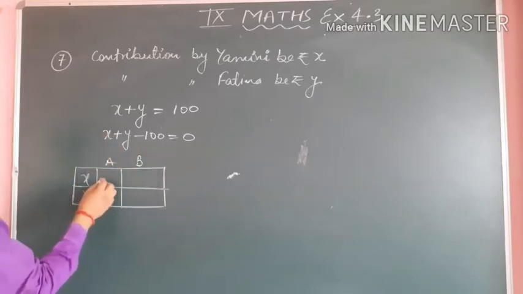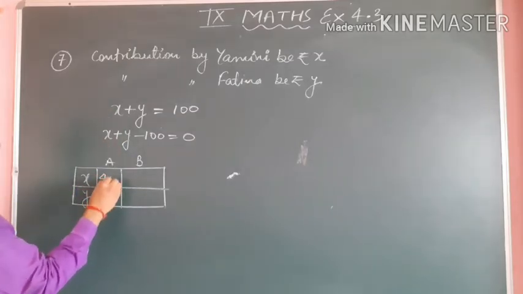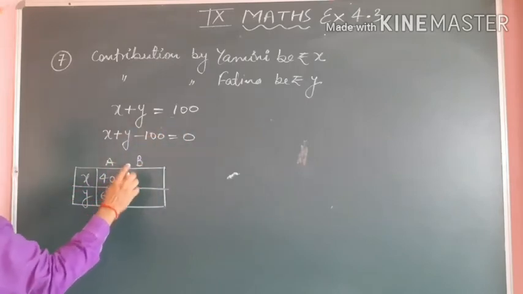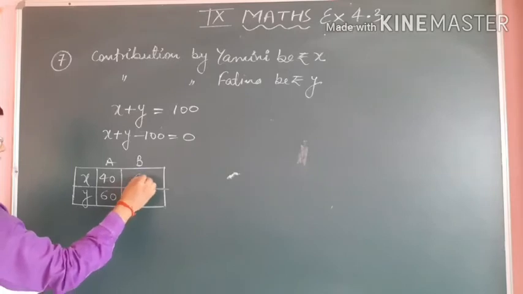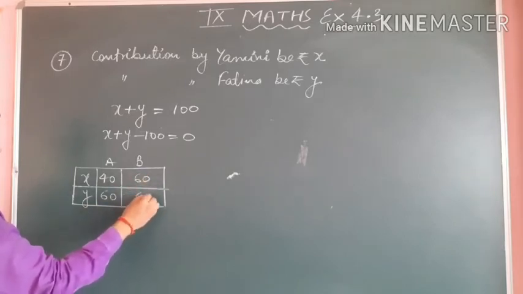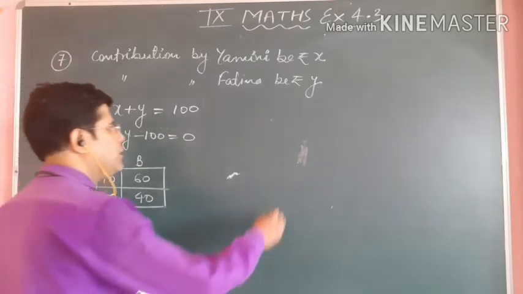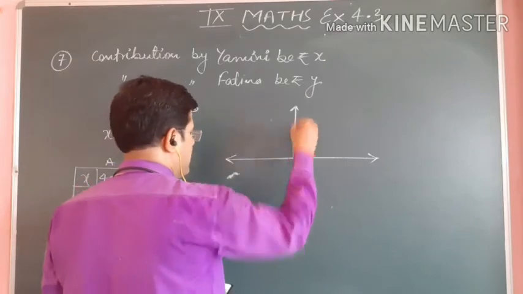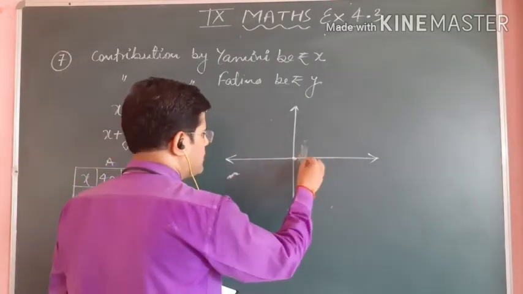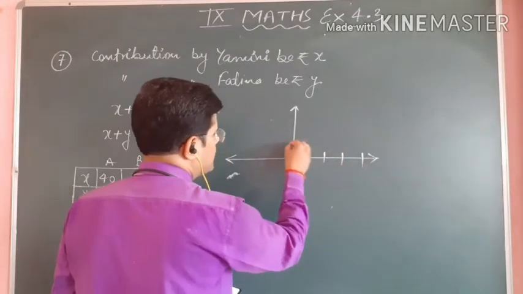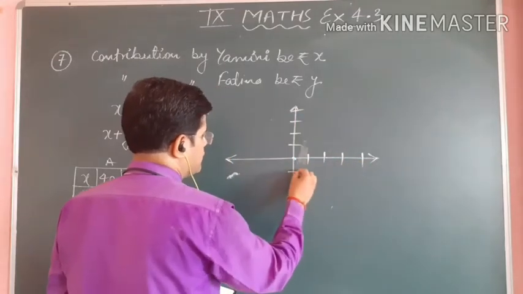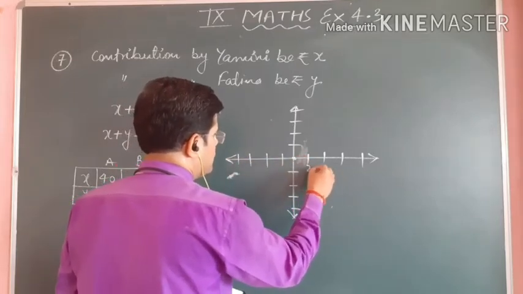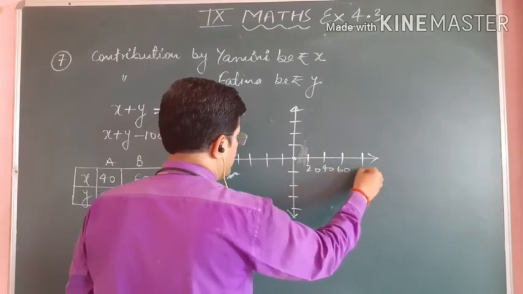Firstly we put x equal to 40. Then x plus y both together 100, so y equal to 60. If we take x equal to 60, then y equal to 40. So here we have two coordinates, and you can use that solution in a very simple manner. Do not put difficult values, because that makes your sum difficult and your graph also difficult. So put the simple values so that you can make the graph very easily.